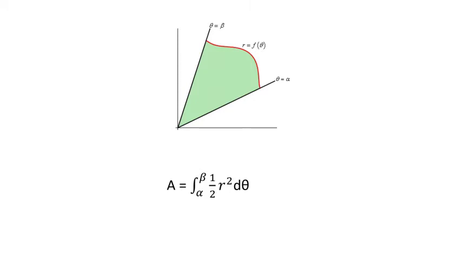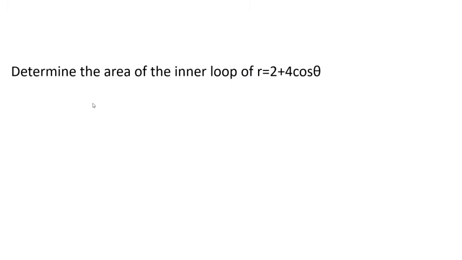So I'm going to explain how we use the polar coordinates in calculus too. I'm going to explain how we find the area of this graph using the equation of polar coordinates, A equals the integral from a to b of 1 over 2 r squared d theta. This point is r, theta equals b, and the red line is r equals f of theta, and this point is theta equals a. So the first example is to determine the area of the inner loop of r equals 2 plus 4 cos theta.